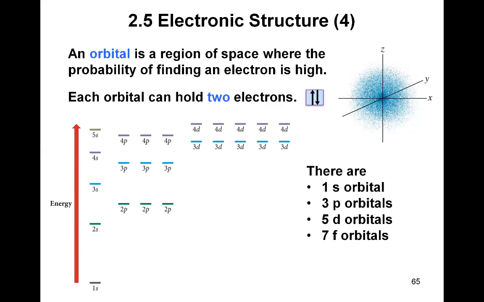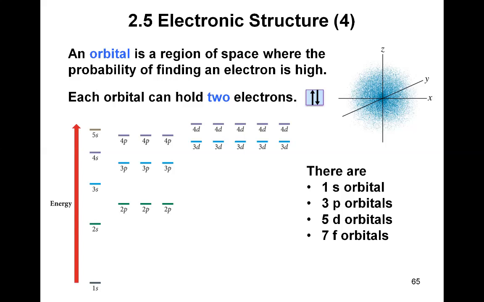So we said that the subshells are made of orbitals. And the number of orbitals varies depending on the type of subshell. For example, the S subshell has one orbital only. The P subshell has 3 orbitals. The D subshell has 5 orbitals, and the F subshell has 7 orbitals.